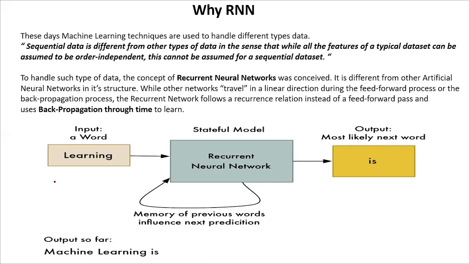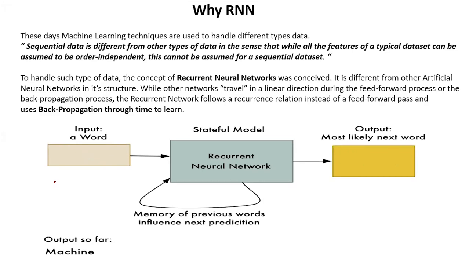If you want to predict the age of a person, or whether the person has diabetes or not, it will not depend on whether the previous person who was tested for diabetes had diabetes, so this person might have diabetes. This will not happen. Only that person's results or records or measurements would be taken into account. So that is where RNN comes into account.